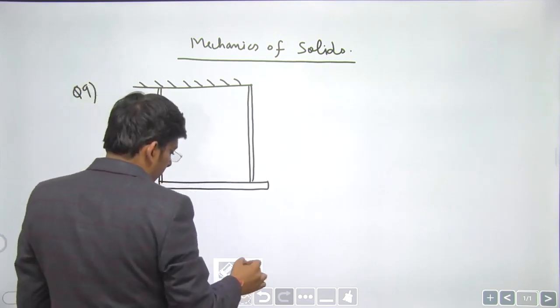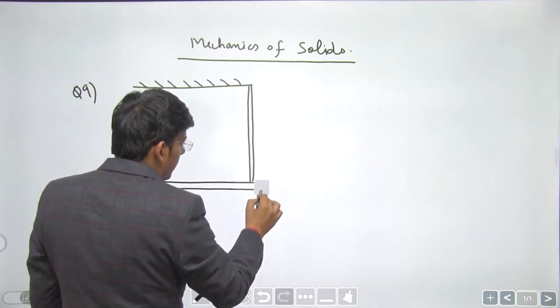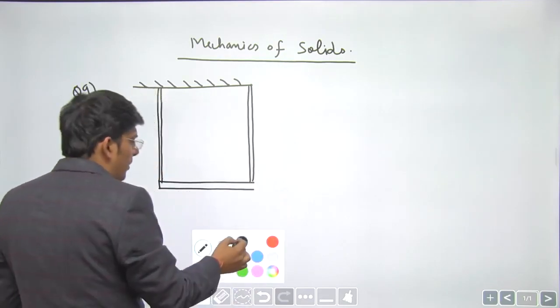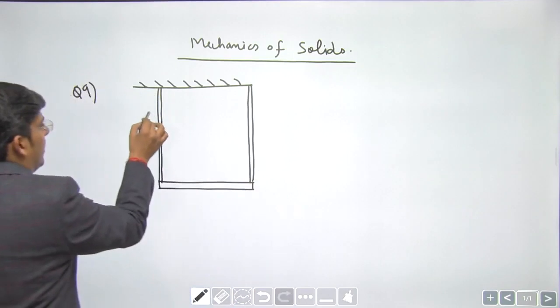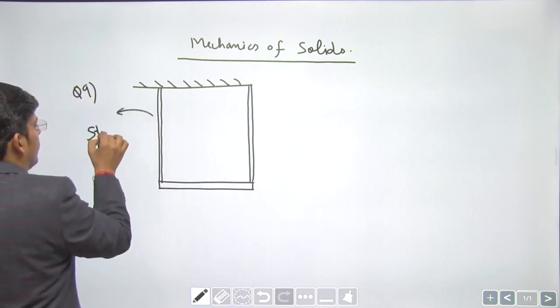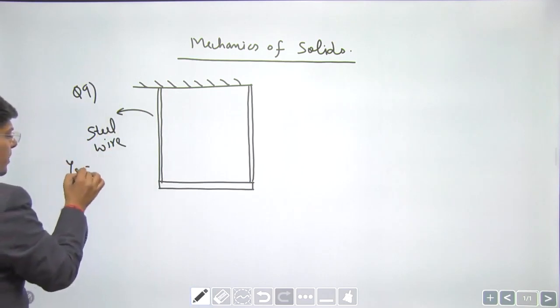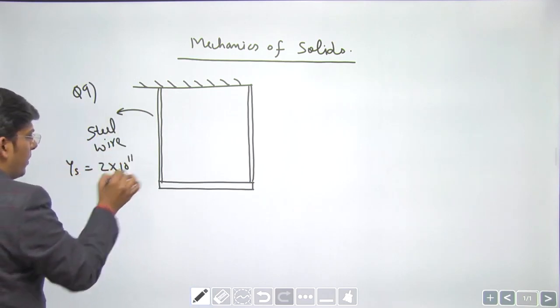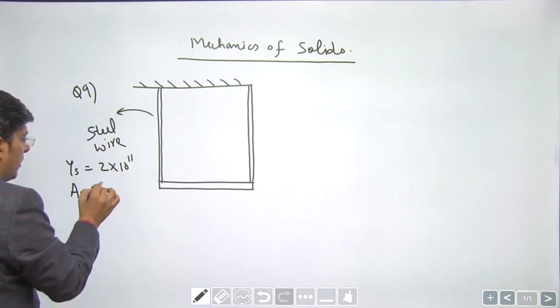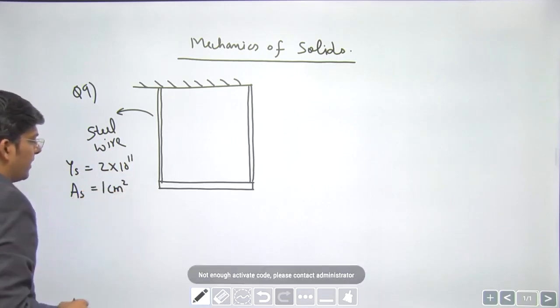Okay. So let us just discuss the question. Let us take the numerical values only. Let us assume that this is a steel wire. Young's modulus of steel is 2 into 10 to the power 11. Area of cross section of steel is 1 centimeter square.